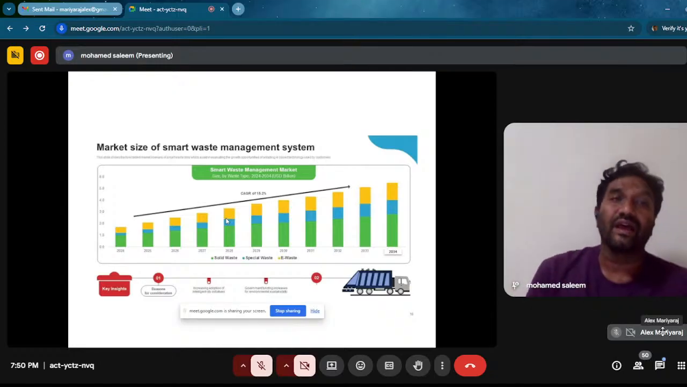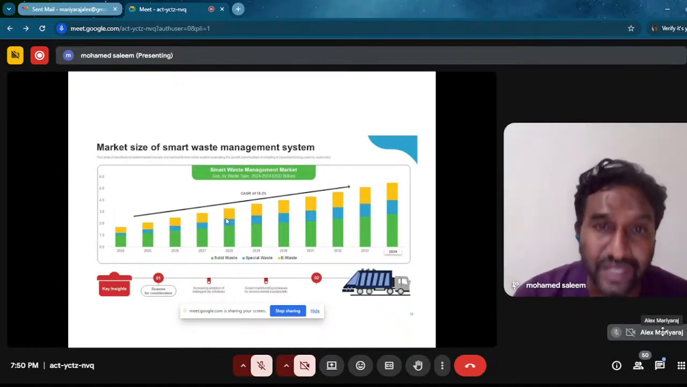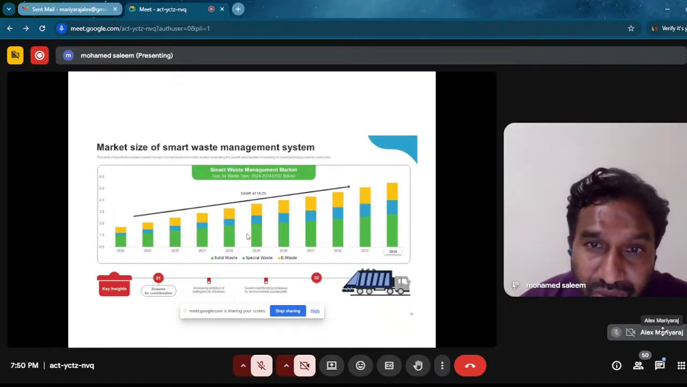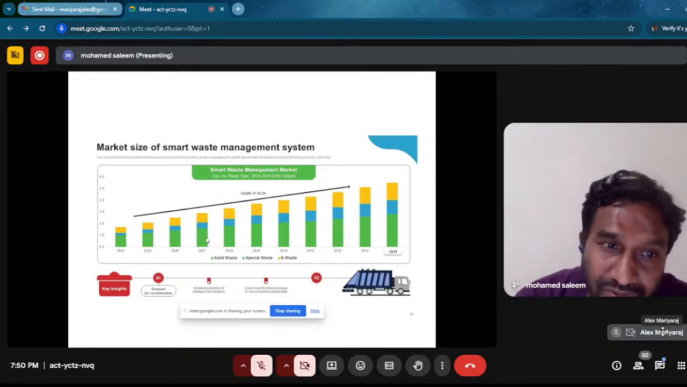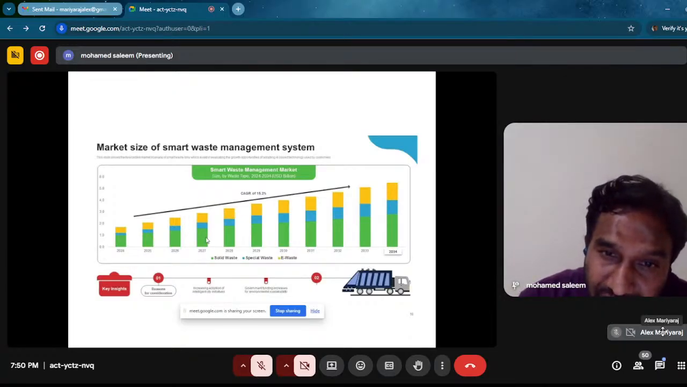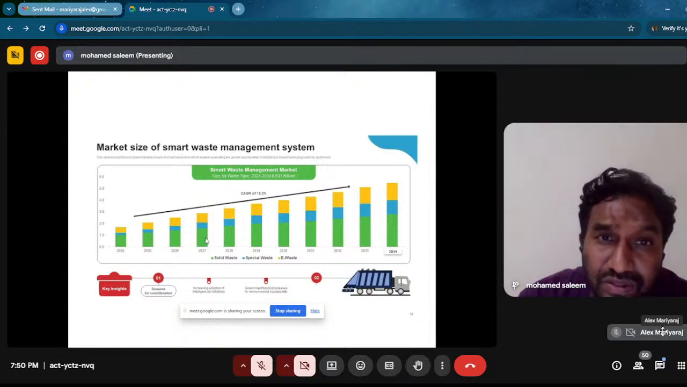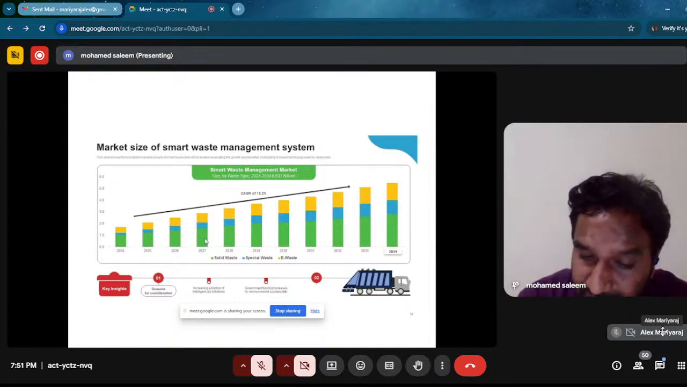This one is the market size of the waste management system for future development. If you are planning for 10 years, 20 years, what will be the growth in solid waste, special waste and also e-waste. So this will tell you the real-time considerations on waste management.